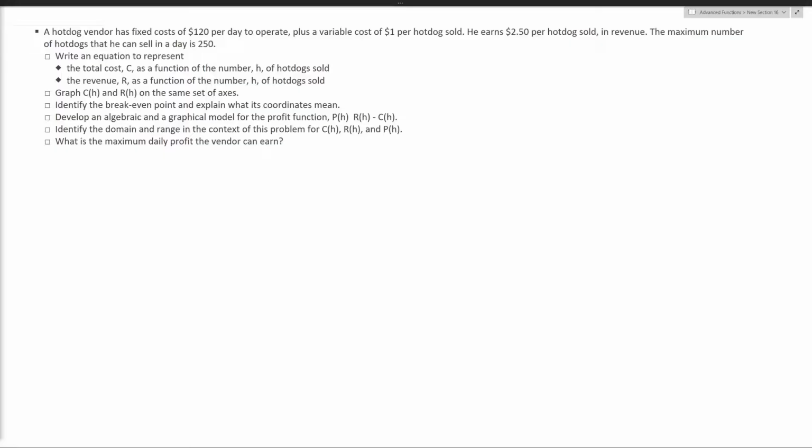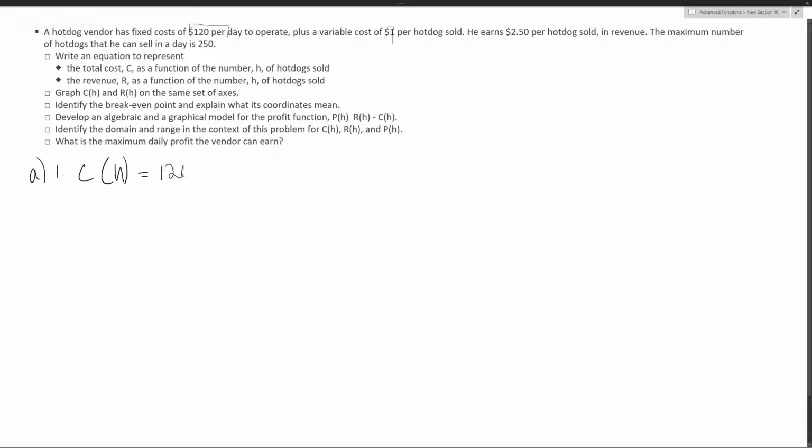So let's do that. Okay, so I copy pasted our question down and now we can get to solving. So for A, for 1, we had to write the total cost, so we know C of H. C of H is equal to the total cost of hot dogs sold. So it's $120 per day to operate, that's a cost, and then a variable cost of $1. So we should have 120 plus 1 times H, which is H. That was really simple. For 2, we had our revenue as a function of the number of hot dogs. So again we could say revenue of H is equal to $2.5 per hot dog sold. So 2.5H. Pretty simple.